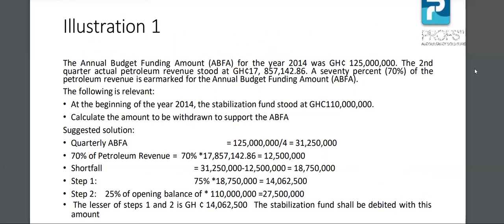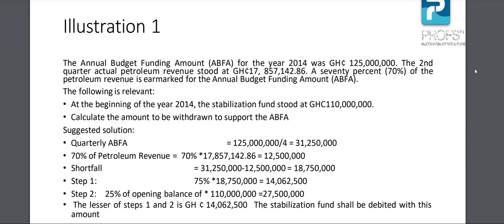So here, the ABFA for the year 2014 was 125 million cedis. That's the ABFA for the year, not quarterly, for the year. The second quarter actual petroleum revenue stood at, let me say, almost 17.8 million. As 70% of the petroleum revenue is earmarked for the ABFA. The following is relevant. At the beginning of the year 2014, the stabilization fund stood at 110 million cedis. Calculate the amount to be withdrawn to support the ABFA.